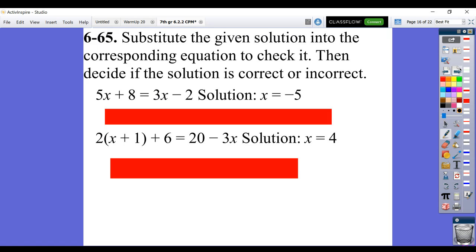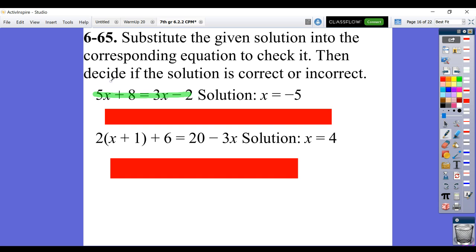So for 665, they want you to substitute the given solution into the corresponding equation to check it and decide if the solution is correct or incorrect. In other words, this is the equation that they're giving you. So you're going to take this equation, and they're saying that the solution is -5.